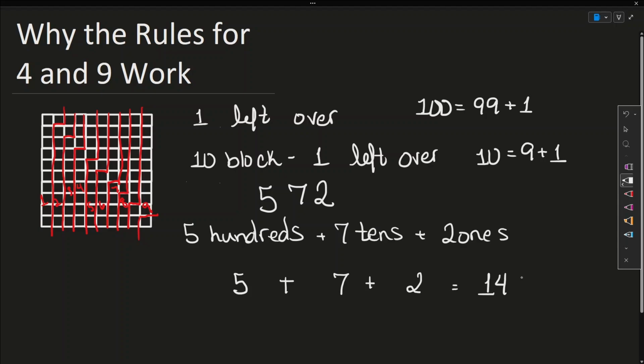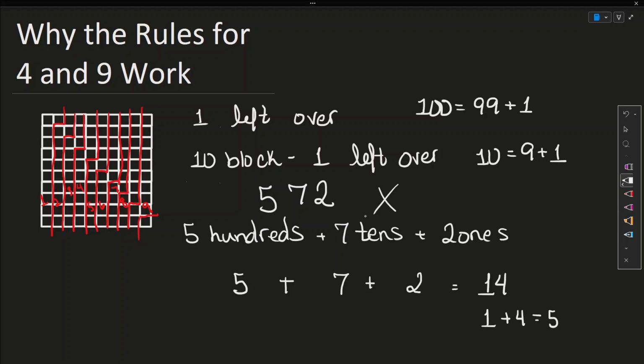That means 572 has the same remainder when divided by 9 as 14 does. And 14 has the same remainder as 1 plus 4, which is 5. So 572 is not divisible by 9. But if the sum of the digits is divisible by 9, then the original number is divisible by 9. This is why the divisibility rule for 9 is that we add the digits to see whether the sum is divisible by 9. This is a beautiful place value argument.